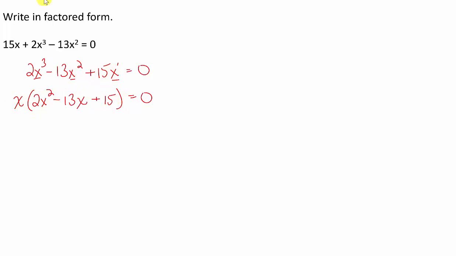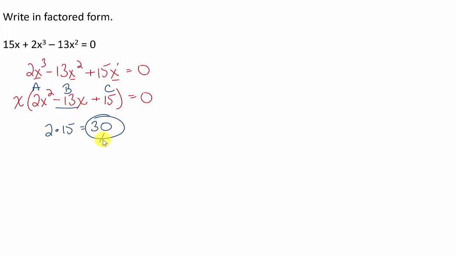So now that I've done that, now I can label everything. I'm going to have a is going to be the number in front of x squared, b is the number in front of x, and c is the number without the variable, the constant. So now we just do a times c. So 2 times 15 is going to give me a positive 30. Now, this is the number I'm going to work with. I want to find factors of 30 that add to be negative 13, okay?